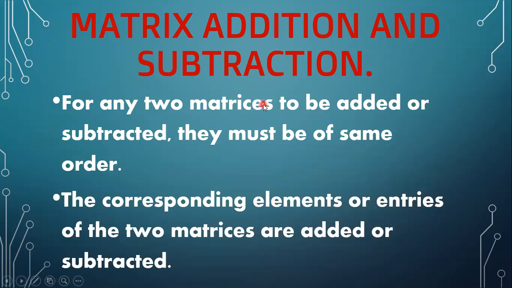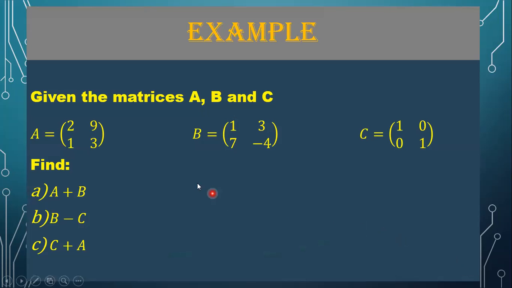Let us look at addition and subtraction of matrices. For any 2 matrices to be added or subtracted, they must have the same order. That is, if one matrix is a 2 by 1, the other one must also be a 2 by 1 matrix. So the corresponding elements and entries of the 2 matrices are added or subtracted together, as we shall be seeing in our example here.